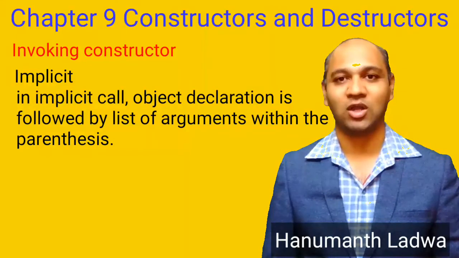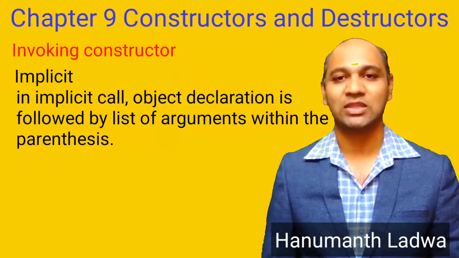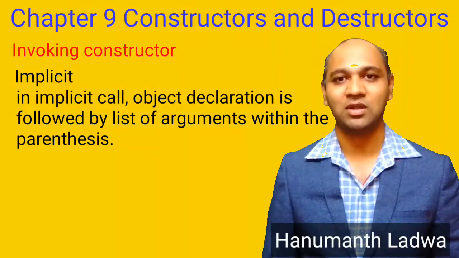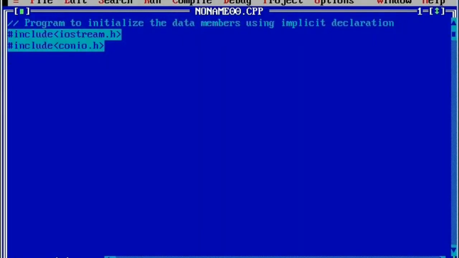In implicit call, the object declaration is followed by a list of arguments within the parenthesis. Now let us take a programming example. For that I will take you to my laptop screen. Here you can see that I have already written a single line comment program to initialize the data members using implicit declaration. #include <iostream.h>, #include <conio.h>.